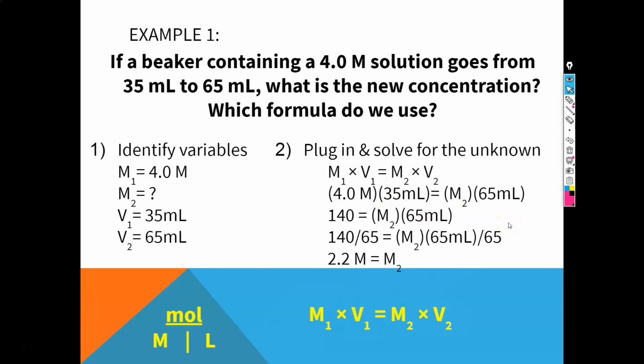We're going to use our dilution equation because we have an M1, a V1, and a V2, and we're solving for M2. So we're going to plug in our numbers, and we are going to follow our mathematical steps that you can see there to solve for the new molarity, which in this case comes out to 2.2 molar. Remember, everybody, you should be stopping the video and taking notes as we go along.